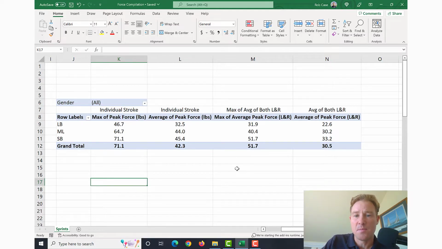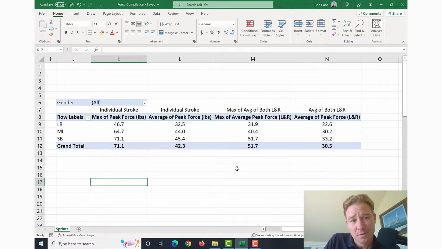Then you have the max of the average of the left and the rights. Again, this buildup. Longboards were 31.9 pounds. The mid-lengths were 40.4 pounds, and the shortboard was 51.7 pounds. So you had this growing increase. And then finally, the average of both the left and the rights, longboard to shortboard, 22.6 pounds, 30.2 pounds, and 33.2 pounds. So a lot closer of a distribution there. But just an interesting trend, I thought.